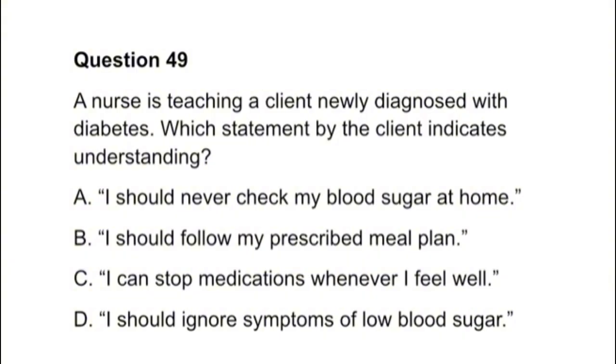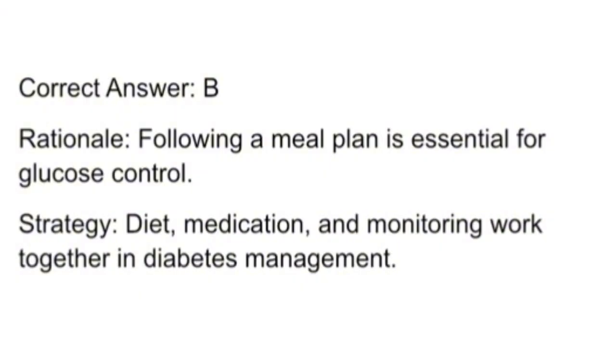Question 49. A nurse is teaching a client newly diagnosed with diabetes. Which statement by the client indicates understanding? A. I should never check my blood sugar at home. B. I should follow my prescribed meal plan. C. I can stop medications whenever I feel well. D. I should ignore symptoms of low blood sugar. Correct answer: B. Rationale: Following a meal plan is essential for glucose control. Strategy: Diet, medication, and monitoring work together in diabetes management.